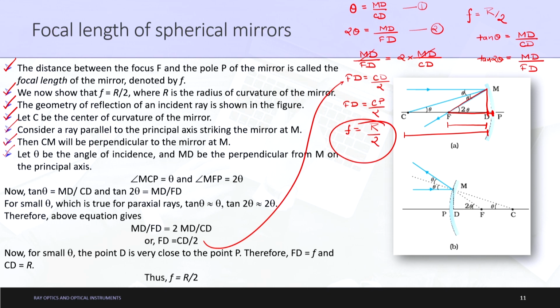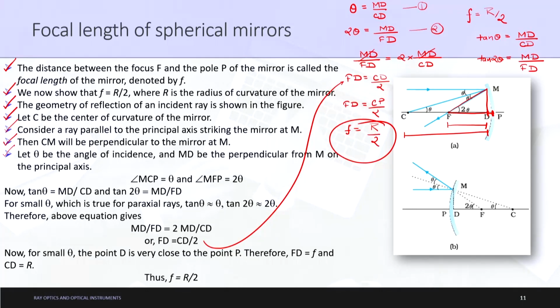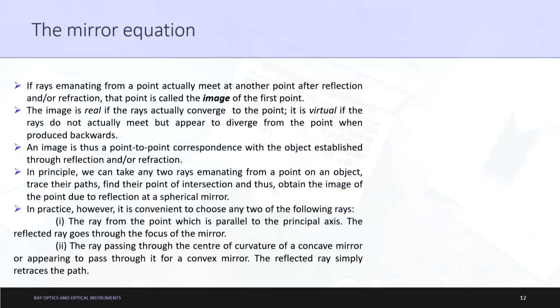Now, for small theta, the point D is very close to the point P, quite evident as the assumption. All these things are explained only till the point that it is assumed the rays of light are paraxial rays. Therefore, capital FD is equal to small f, and CD is equal to capital R. Therefore, we find that f is equal to R by 2. Hence, this derivation is made based on the assumption that the rays are paraxial rays. Okay, let us move on.